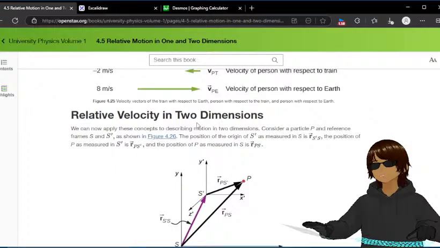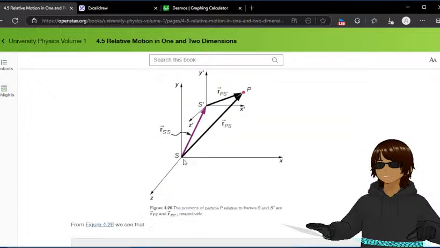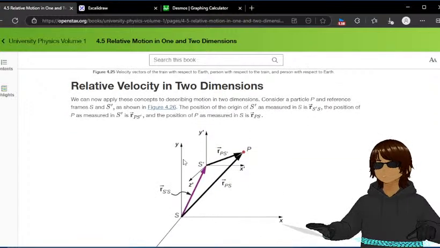Now apply this concept to describe motion in two dimensions. Consider particle P and reference frames S and S prime as shown in figure 4.26. The position of the origin of S prime as measured in S is R_S'S. Position of P as measured in S prime is R_PS'. The position of P as measured in S is R_PS.